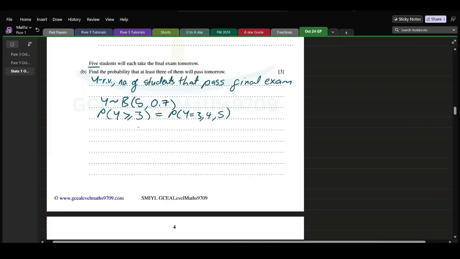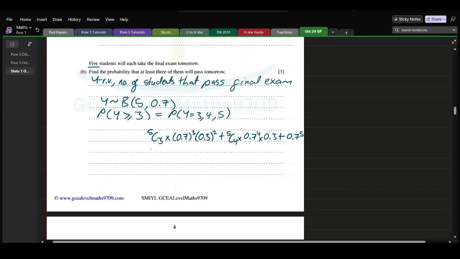So let's evaluate that. That would be 5 choose 3 times the probability of success, which is 0.7 to the power 3, times q to the power 2, plus 5 choose 4 times 0.7 to the 4 times 0.3, plus 0.7 to the 5.